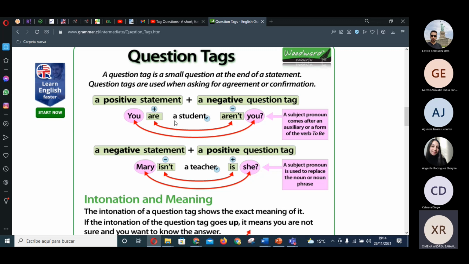You are a student. This is an affirmative sentence. That's why the question tag is aren't you.